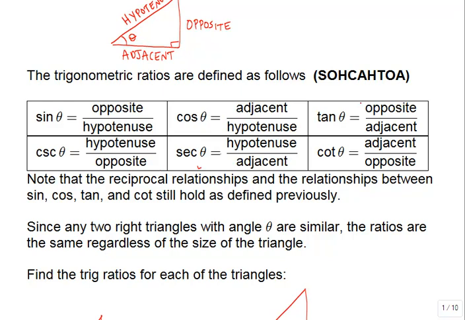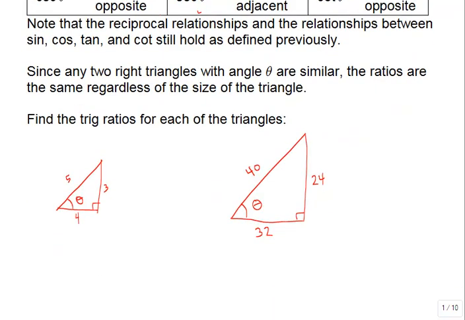One way to help you remember how these definitions are created is by this little acronym here, SOHCAHTOA. S is sine, O is opposite, H is hypotenuse. So sine is opposite over hypotenuse, cosine is adjacent over hypotenuse, and tangent is opposite over adjacent. That gives you those top 3 trig functions, and from those 3 you can always get the other 3. So we're going to practice using this.